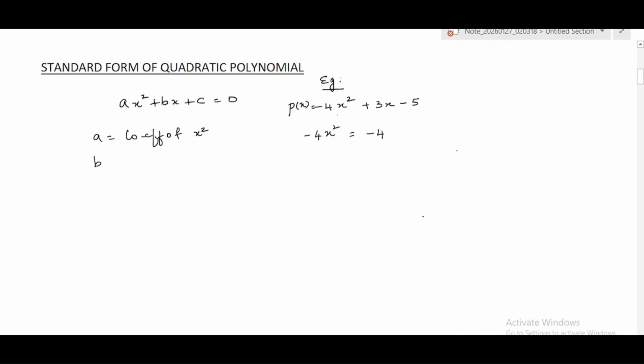Now next, b. b is the coefficient of x. So here the coefficient of x, in the next term 3x, is 3. c is the constant. Constant will be minus 5.